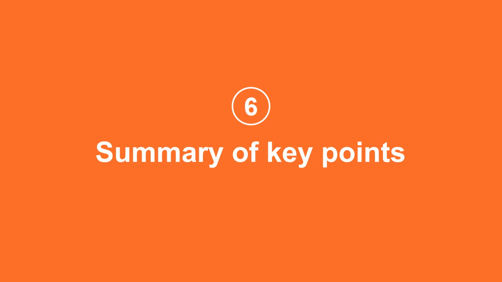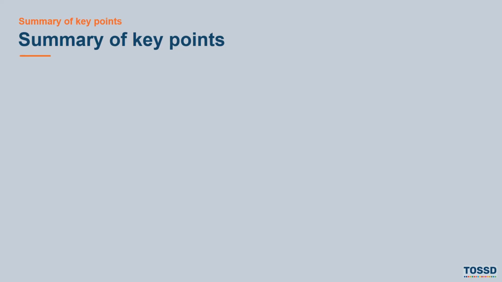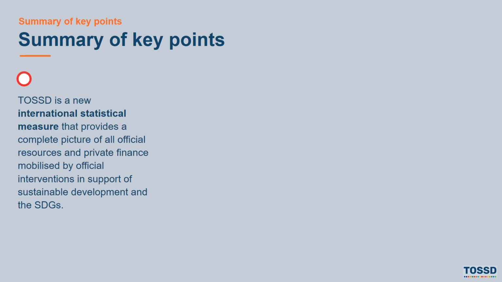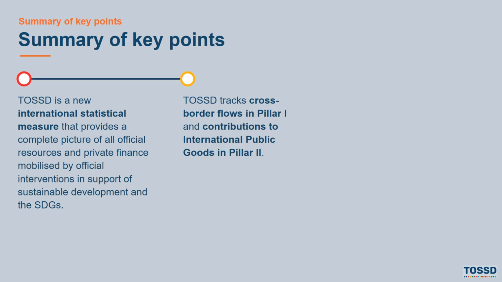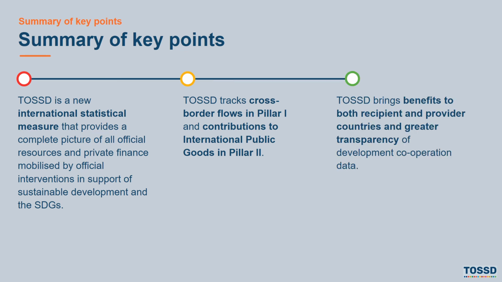Section 6 provides a summary of the key points of this module. TOSSD is a new international statistical measure that provides a complete picture of all official resources and private finance mobilized by official interventions in support of sustainable development and the SDGs. TOSSD tracks cross-border flows in Pillar 1 and contributions to international public goods in Pillar 2. TOSSD brings benefits to both recipient and provider countries and greater transparency of development cooperation data.